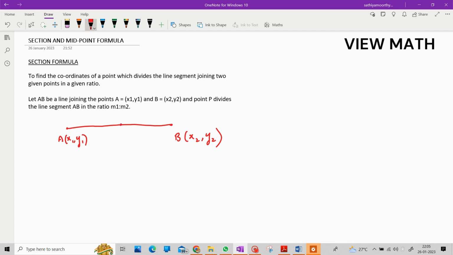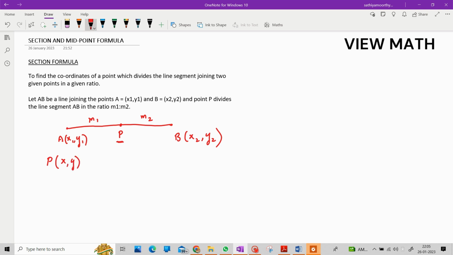So now let me take a point P. This point divides this line segment AB in the ratio m1:m2. So this is a ratio, where P divides the line segment AB. Now we can find the coordinate of P. For example, let me take the coordinate of P as (x, y).